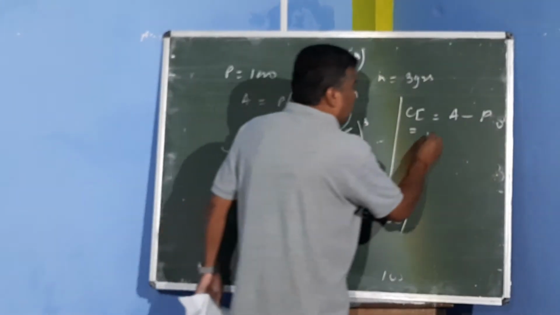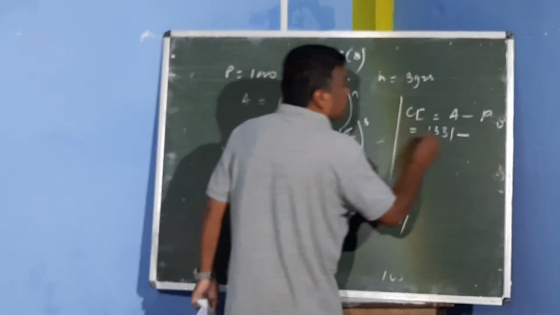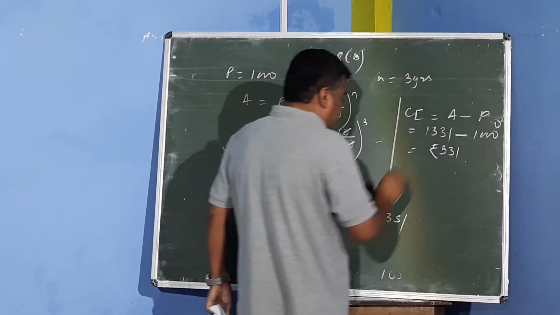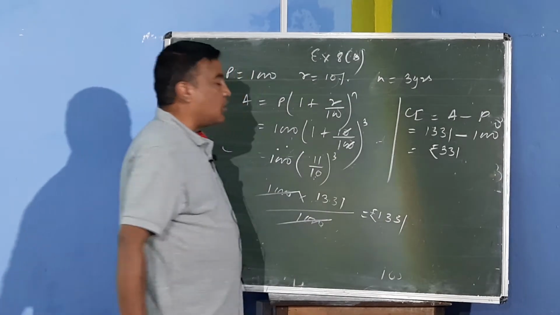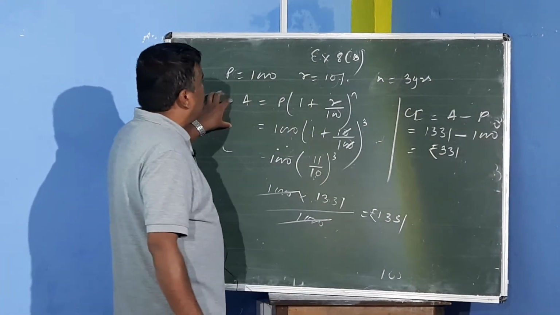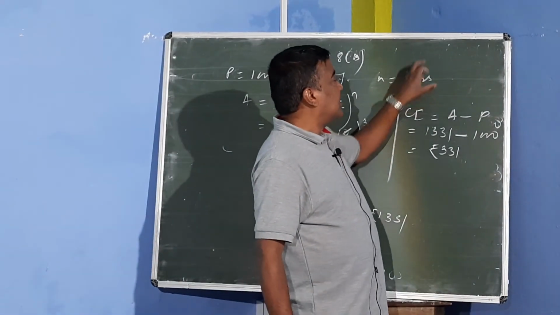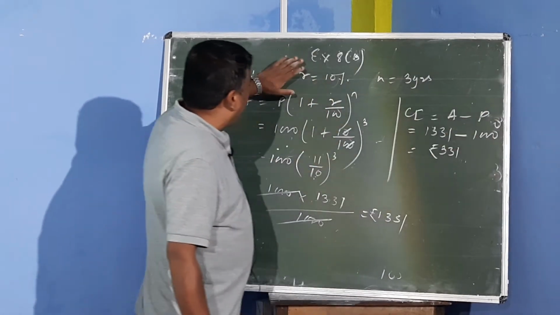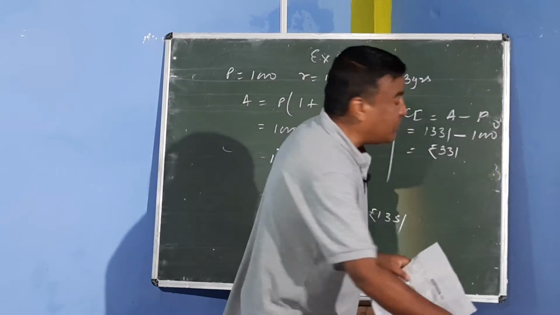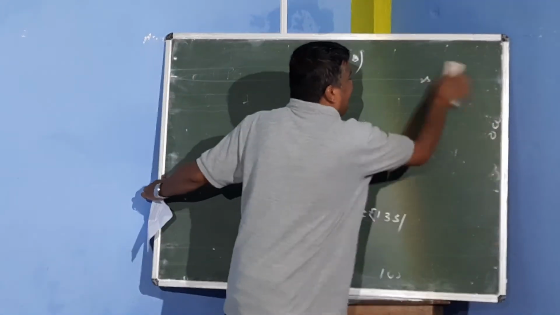Therefore, compound interest equals amount minus principal. What is the amount? Amount is 1331 minus, what is the principal? Principal is 1000. That means 331 rupees is your compound interest. So if the question says find the amount when principal is 1000, rate is 10% and time is 3 years, if the interest is yearly, you have to apply this formula and do it this way. Did you understand? Now today's last question we will do when compound interest is half yearly.